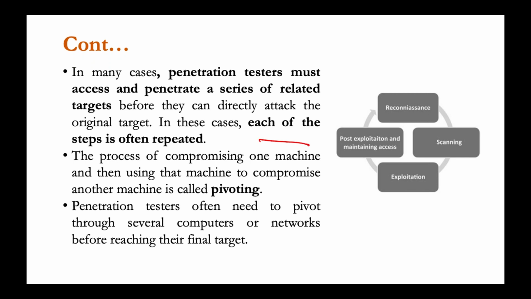Before they can directly attack the original target, in many cases each of these steps is often repeated. The process of compromising one machine and then using that machine to compromise another machine is called pivoting. Penetration testers often need to pivot through several computers or networks before reaching their final target.